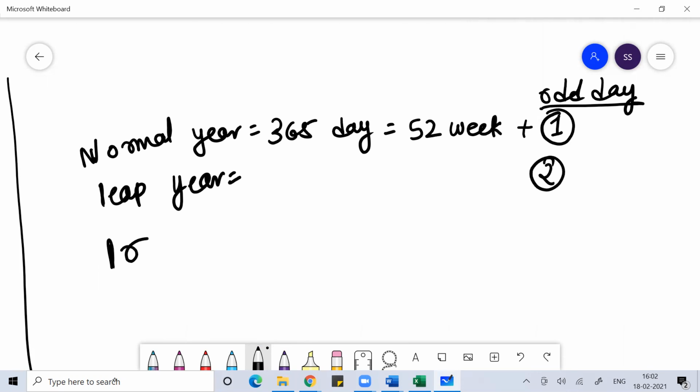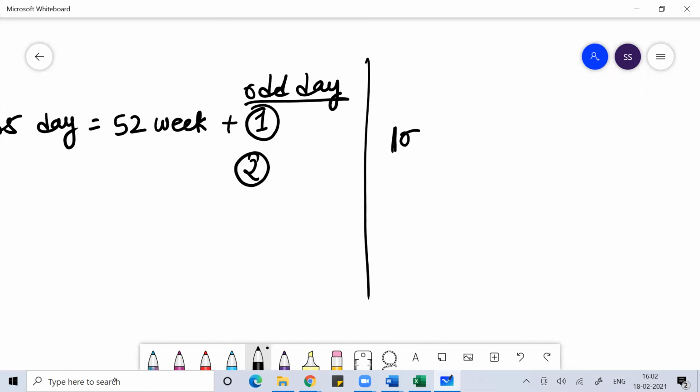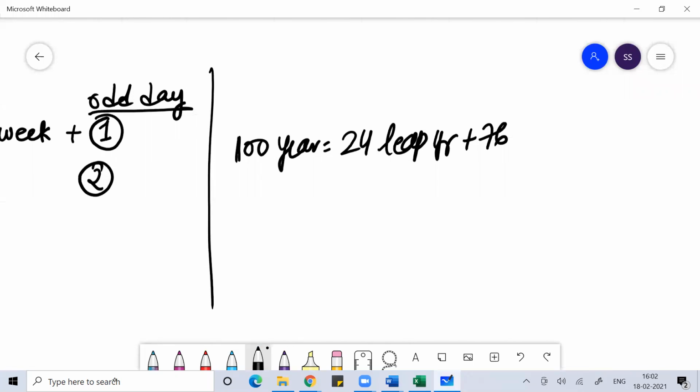Now, if I talk about 100 years, how many odd days are there in 100 years? You need to understand how many odd days there will be. So 100 years will have 24 leap years and 76 normal years.